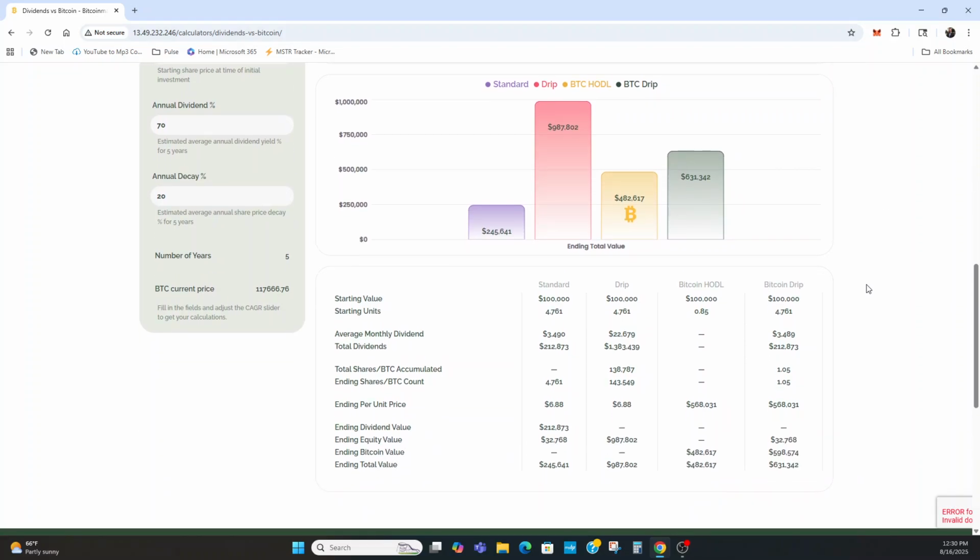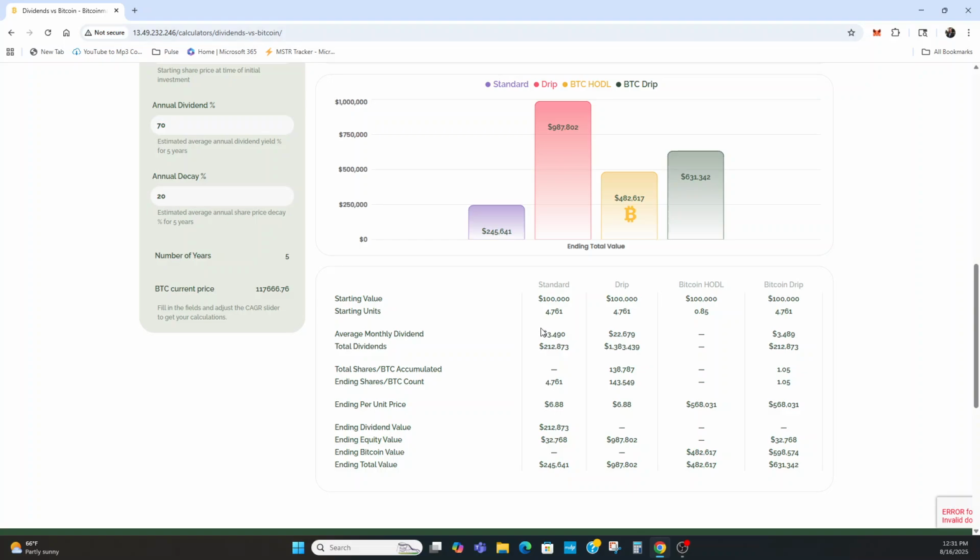And if we come down here to the data, we'll go through it section by section, right? The starting value is going to be the same across all 4 strategies because we started with the same amount of money. And in 3 of these 4 strategies, the starting number of units is going to be the same, right? We bought 4,761 shares of MSTY at $21 each. In the Bitcoin HODL scenario, we were able to acquire 0.85 Bitcoin at a Bitcoin spot price of $117,666.